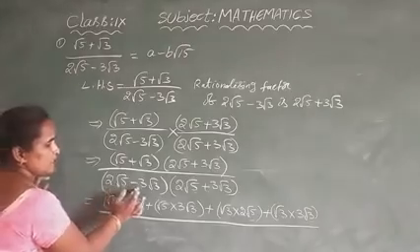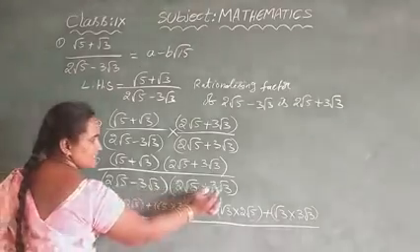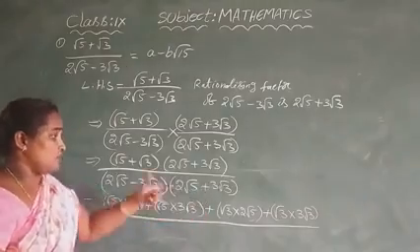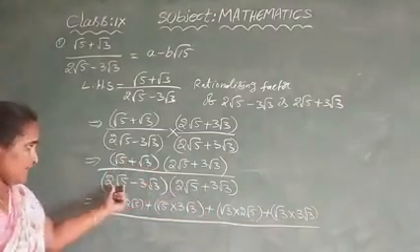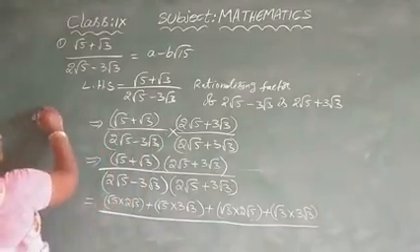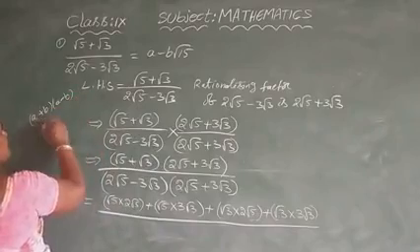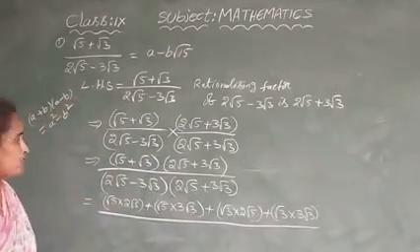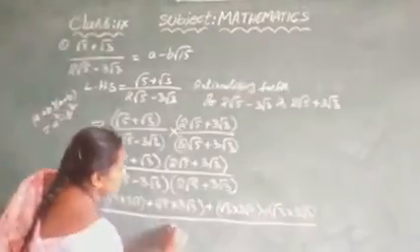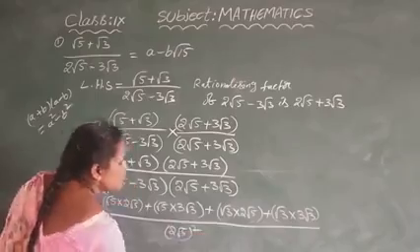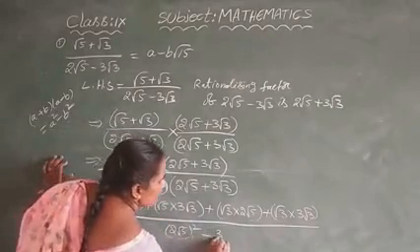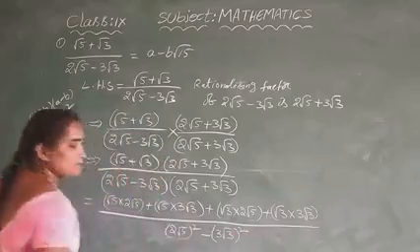Next, look here: 2 root 5 minus 3 root 3 into 2 root 5 plus 3 root 3. Only the symbol is changed, minus and plus. So here also we use the algebraic identity: a minus b into a plus b is equal to a square minus b square. A plus b into a minus b is also a square minus b square. So the same method here: a value is 2 root 5 and b value is 3 root 3. So a square means 2 root 5 whole square, minus b square, where the b value is 3 root 3 whole square.